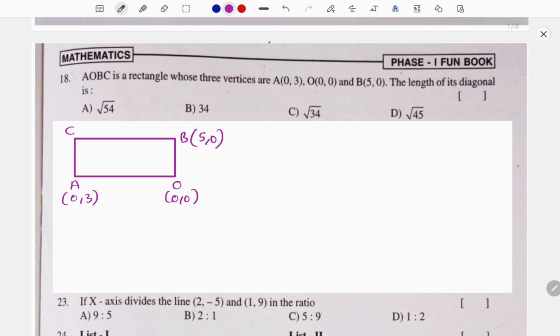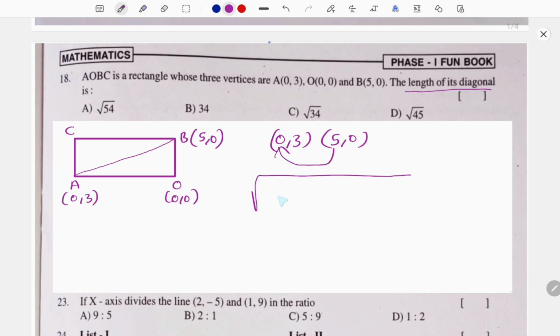Now the 18th bit. AOBC is a rectangle whose 3 vertices are given: 0 comma 3, 0 comma 0, 5 comma 0. Here I don't know C, but the question asks for the length of the diagonal. Here AB is the length of the diagonal, so we can find the distance between these 2 points, 0 comma 3 and 5 comma 0. Using the distance formula, root over 5 minus 0, 5 square is 25, plus 0 minus 3, minus 3 whole square is 9. That is equal to 34, so we get root 34 units. So the option is C. Option C is the right answer.